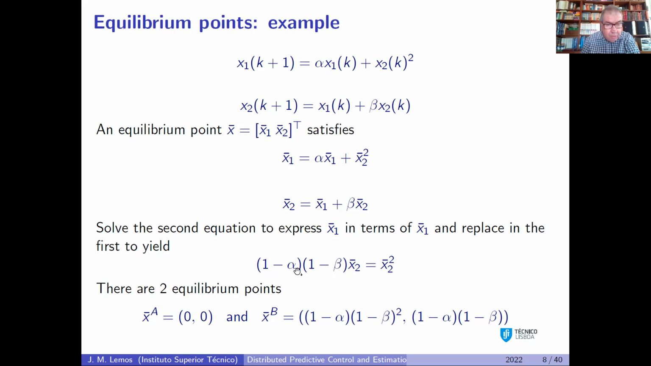x2 bar will be 1 minus alpha, 1 minus beta. So again, you replace it here in the second equation and you solve it with respect to x1, and you get this other point. So you have one equilibrium point, which is 0, 0, and another equilibrium point, which is given by these expressions. Okay. So the point here is an example in which we have a nonlinear system, and this nonlinear system has, in this case, two equilibrium points. It can be any number. It can even be an infinite number of equilibrium points.